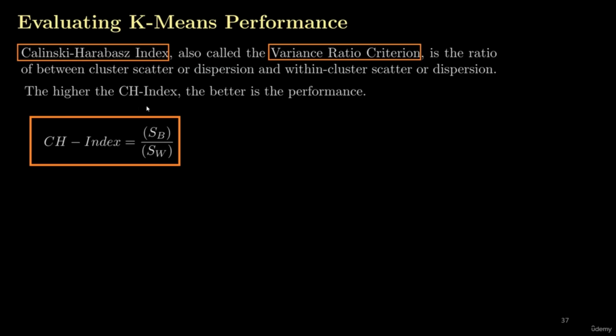The higher the CH index, the better the performance. It means the value of SB, the scatter matrix between the clusters, should be higher than the value of SW, the scatter matrix within the clusters. So that will be our ideal situation.